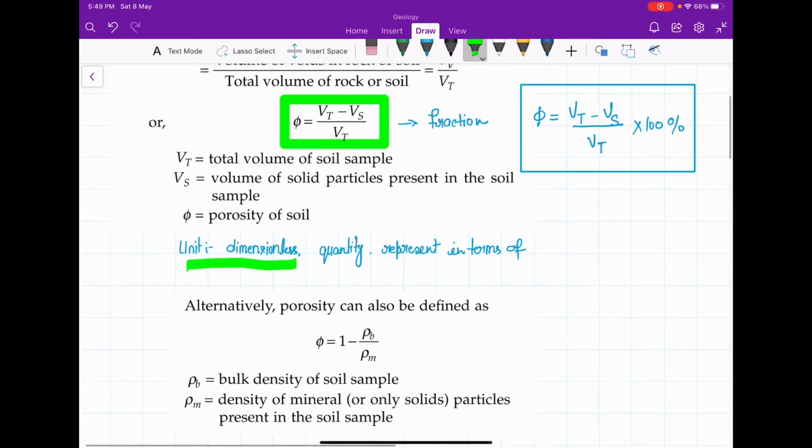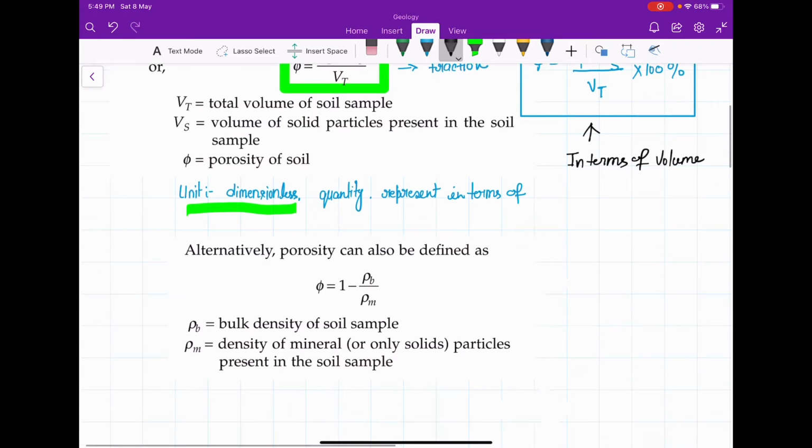This is the formula in terms of volume, and in terms of density: porosity phi is equal to 1 minus rho b by rho m, where rho b is the bulk density, that is the density of the entire sample, and rho m is the density of the mineral or solid particles present in the sample.